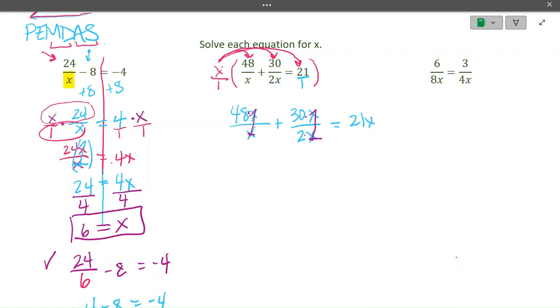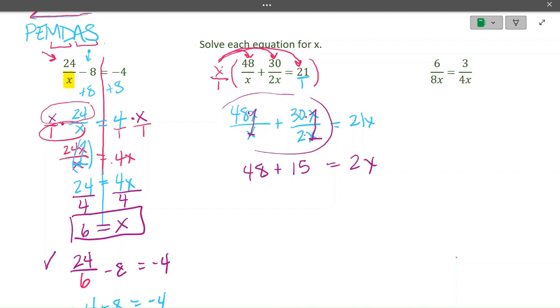So what I've done by multiplying this whole equation by x is I ended up getting x out of the denominator, which was my goal. So I'm going to now simplify this left side here. So I end up with 48 times 1, which is 48, plus 30 divided by 2 times 1. So what is 30 divided by 2? 15. 15 times 1 is 15, equals 21x. And I guess I should have divided my equation vertically with that line again, but if you don't like to do that, this is how you do it anyway.